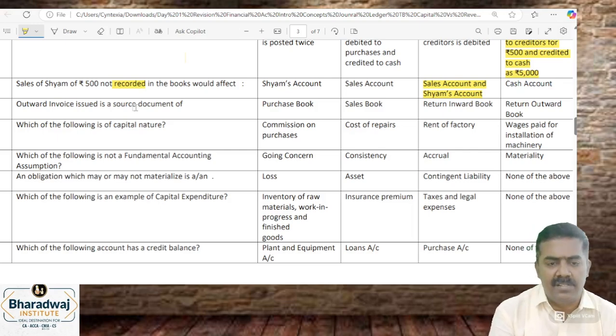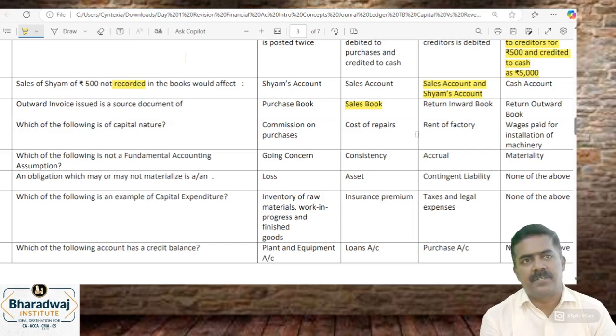Outward invoice is a source document for sales book. Goods go out. So we will give an invoice. What is its name? Outward invoice. Which of the following is capital in nature, they have asked.